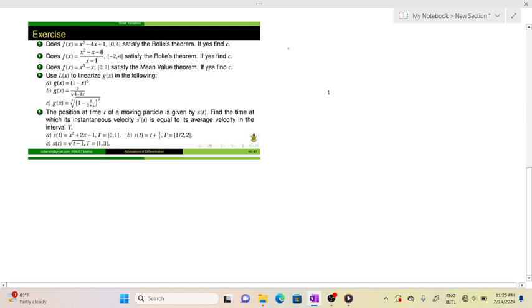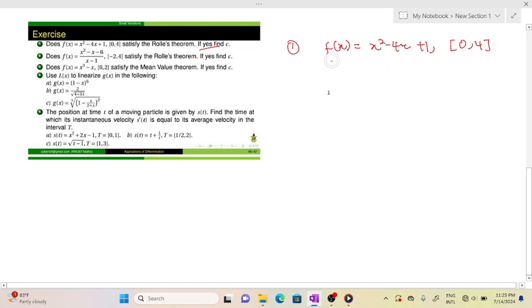So let's take the first question and see how to solve it. The first problem says, does the function f of x, which is equal to, let me write it here, f of x equals x squared minus 4x plus 1 within the interval 0 to 4 satisfy Rolle's theorem? And it says, if yes, find c. So we are just to test if this function satisfies Rolle's theorem. Then if yes, we have to find c.